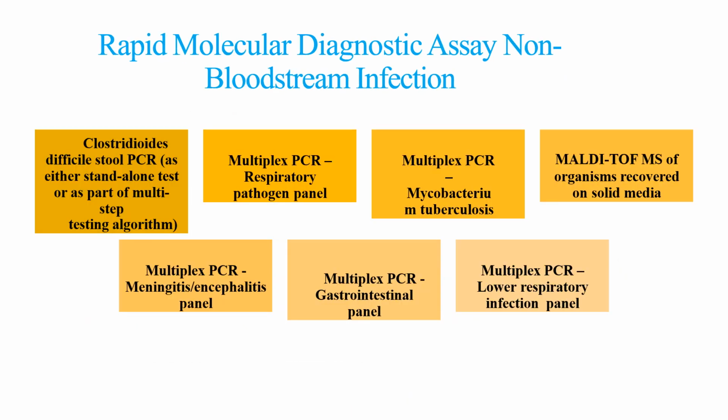What are the different rapid molecular diagnostic assays that are available? We have cross-defined tool PCR, which can be used either as a standalone test or as part of a multi-step test algorithm. Then we have multiplex PCR for respiratory panels, for gastrointestinal panels, and for tuberculosis. Then we have matrix-assisted laser desorption ionization time of flight mass spectrometry of organisms grown on solid media. Then we have multiplex PCR for meningitis and sepsis, for the gastrointestinal panel, and for lower respiratory tract as well as upper respiratory tract panels. There are different molecular assays for bloodstream infection as well.